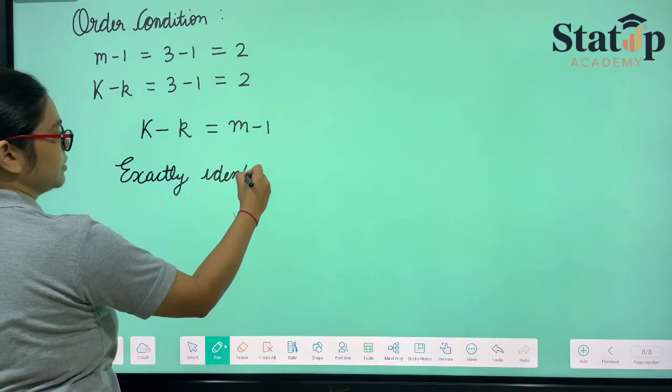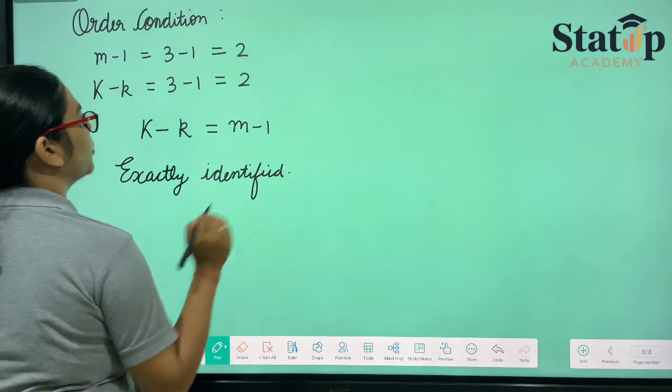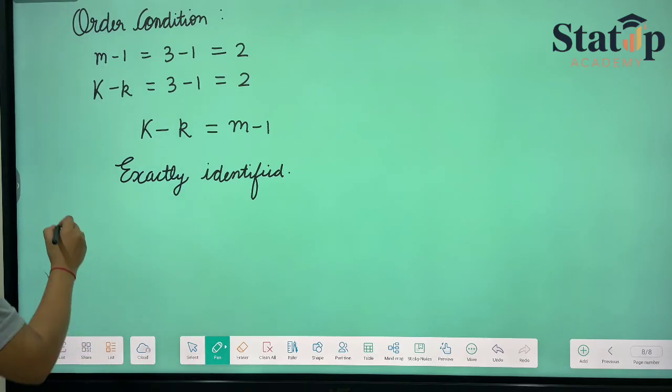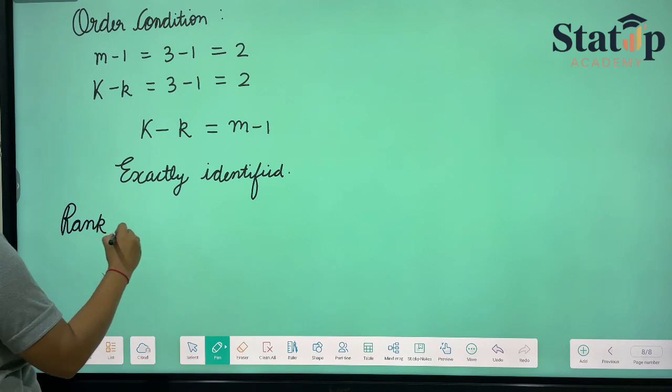Our model is exactly identified. Since it is exactly identified, or if it would have been over identified, we would have moved on to the next part, which is rank condition. Now, rank condition.